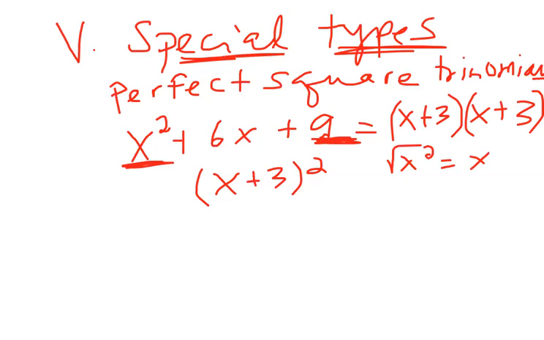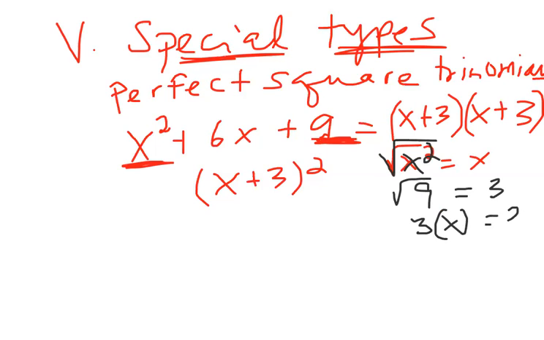I need a different color for this one. Okay, that one is x. And then when you take the square root of the last term, that's going to give you 3. If you multiply the first term and the last term, these two numbers together, you get 3x. And if you double it, it gives you the middle term. So you can quickly check and see if you actually have a perfect square trinomial.